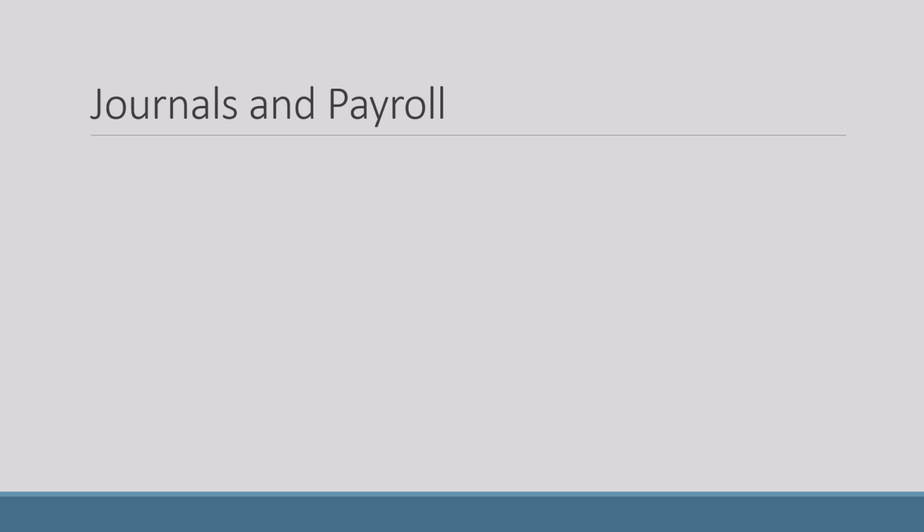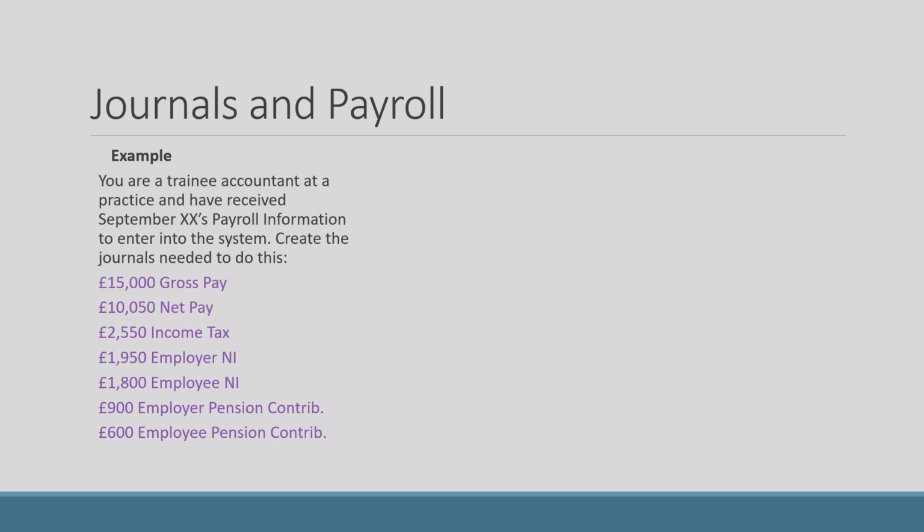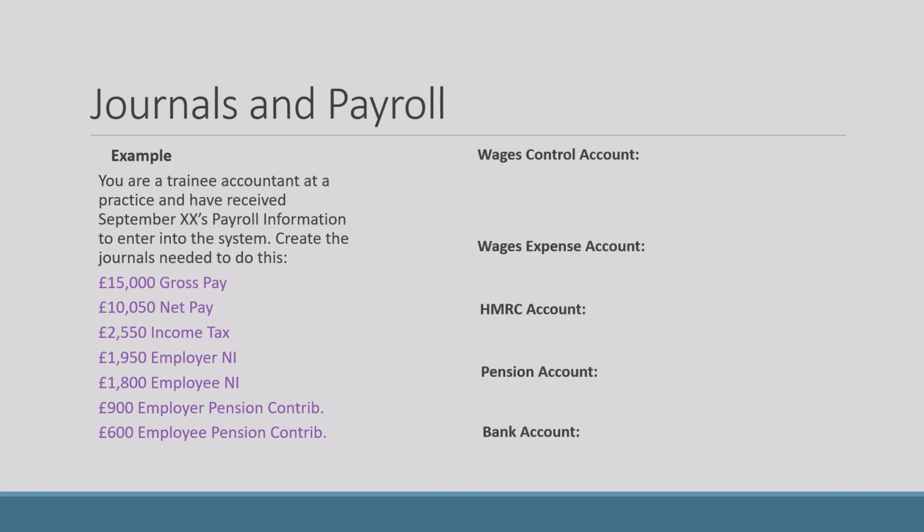Okay, so we're going to have a look now at an example. You are a trainee accountant at a practice and have received September's payroll information to enter into the system. Create the journals needed to do this. On screen you can see some figures and what they are related to. Now I'm going to bring up a list of the accounts that we're going to need, and I'm going to put our debit/credit rule up in the corner there, which will help us when identifying whether we're going to debit or credit an account. On this screen we're going to go through and do our calculations, and then on the following slide we're going to create the journal.